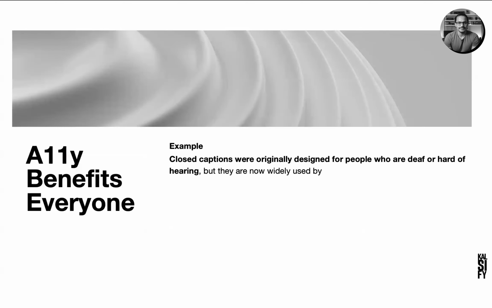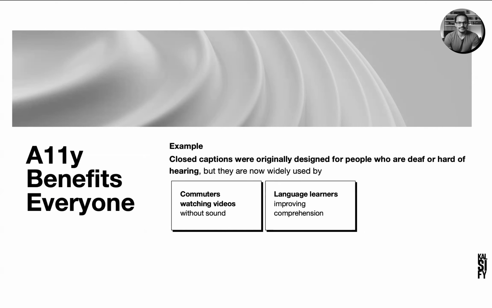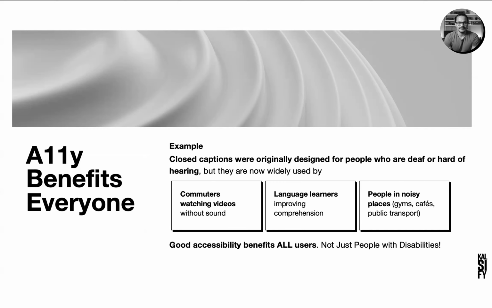For example, closed captions were originally designed for people who are deaf or hard of hearing, but they are now widely used by commuters who watch videos without sound, people learning a new language, individuals in noisy environments like gyms and cafes. So, why does accessibility matter?